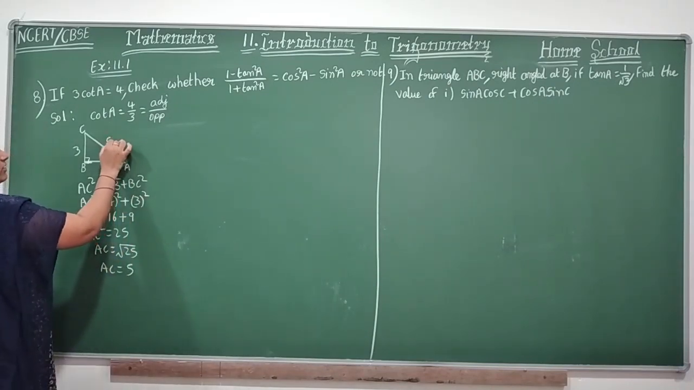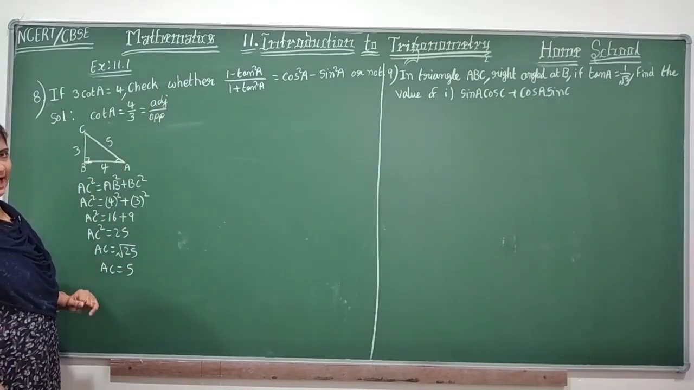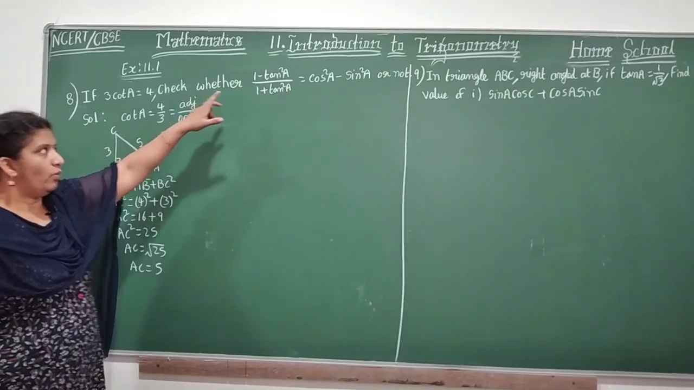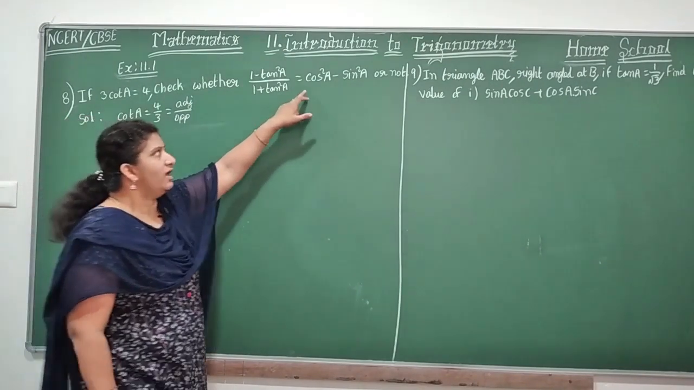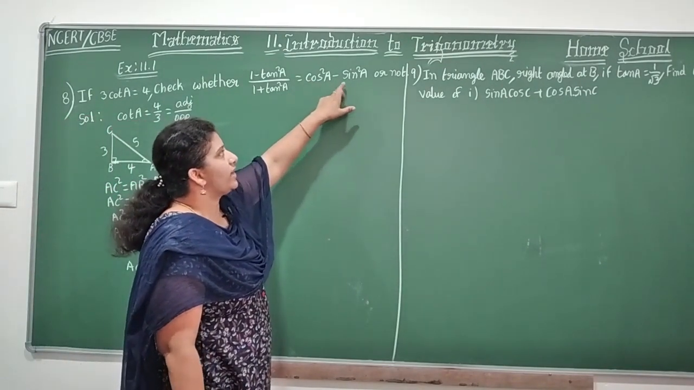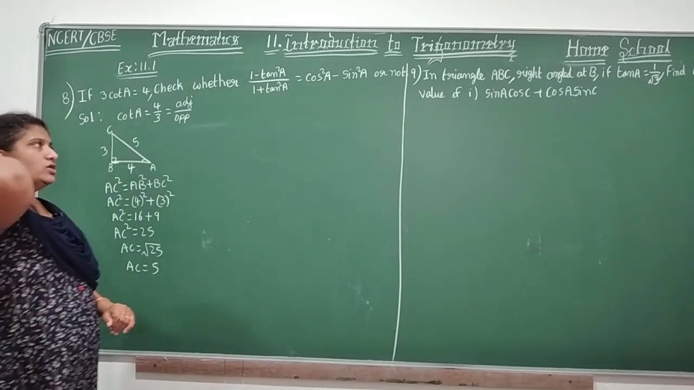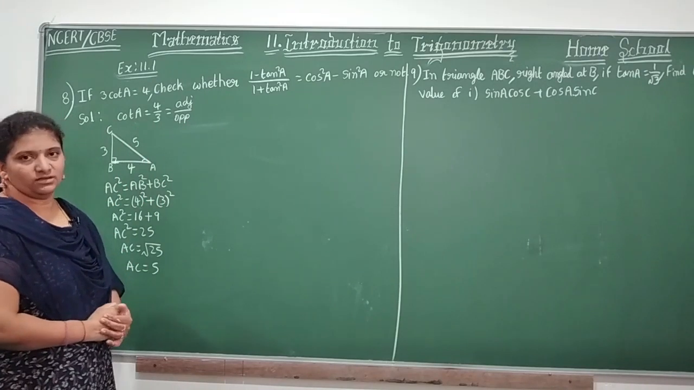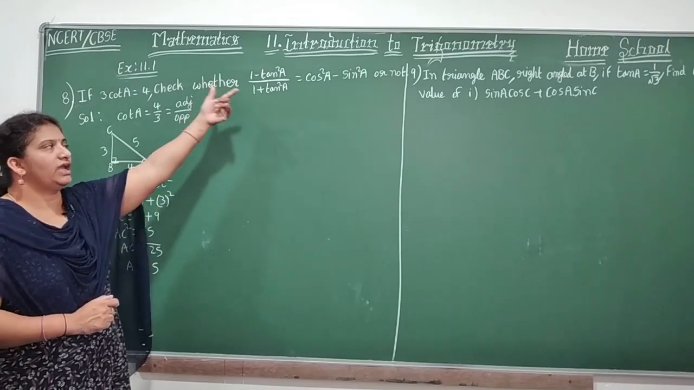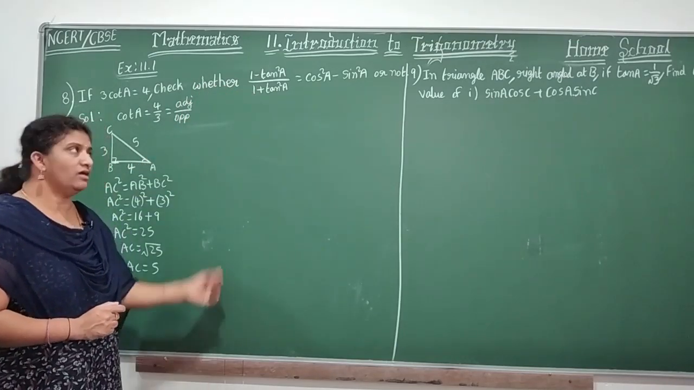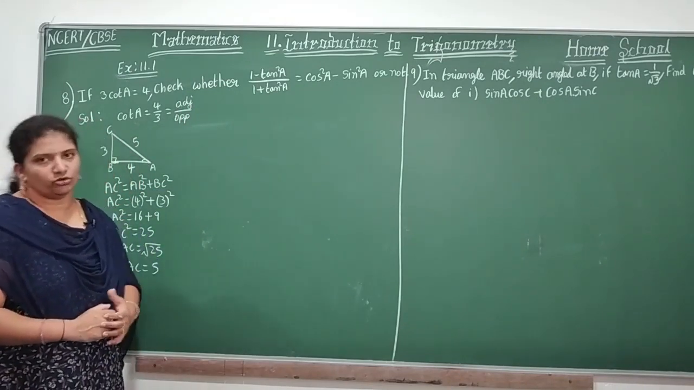Okay. Now we got the 3 sides of a right angle triangle. Then we see what the question asked: whether (1 minus tan square A) by (1 plus tan square A) is equal to cos square A minus sin square A or not, you have to check out. So how do we do this? We have LHS and RHS. Either you may take LHS and get one answer, take RHS and get another answer, and check whether both are equal or not.